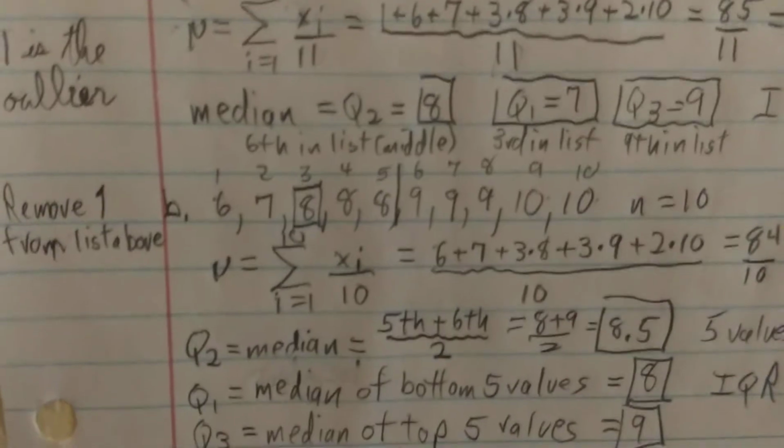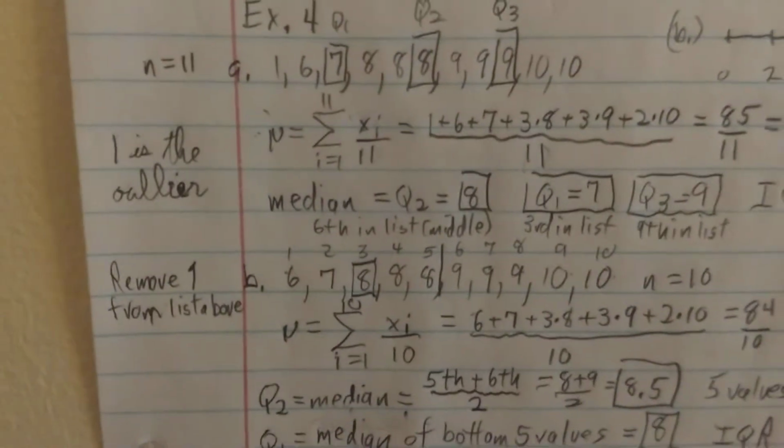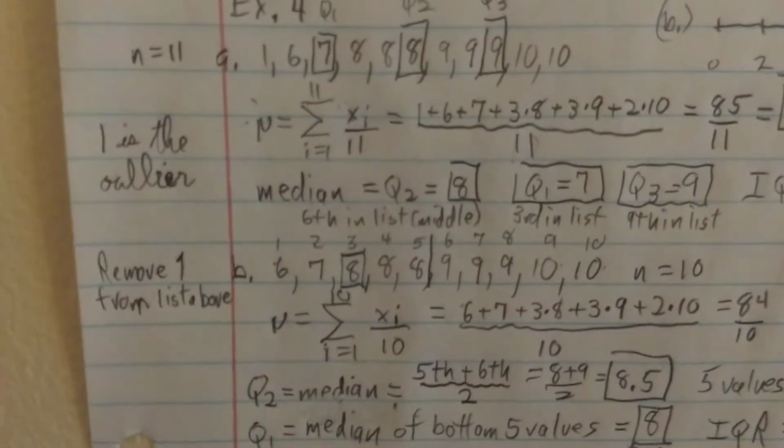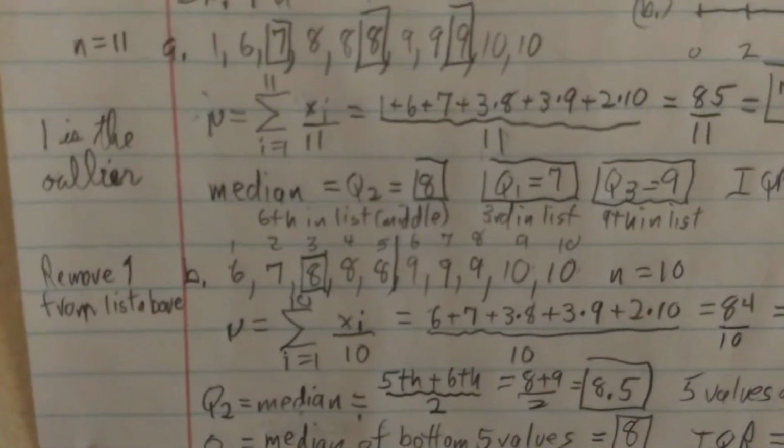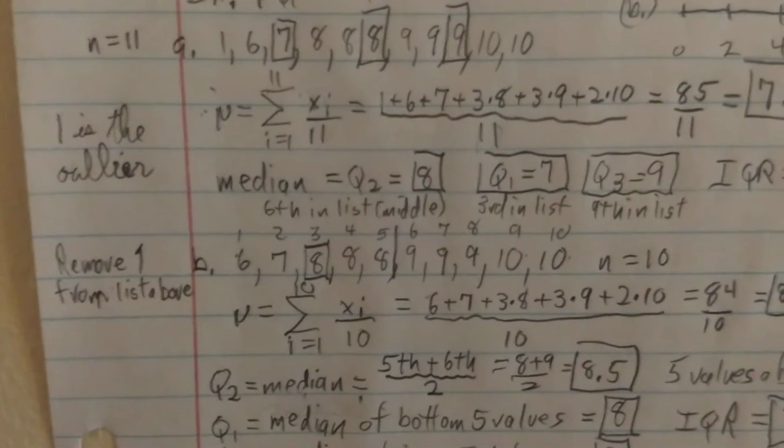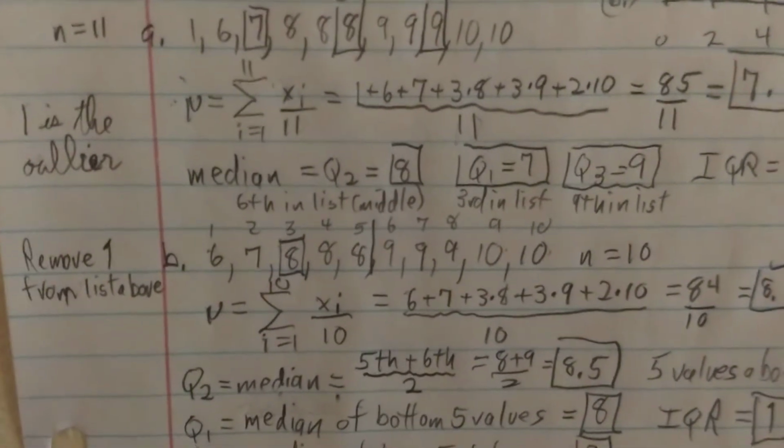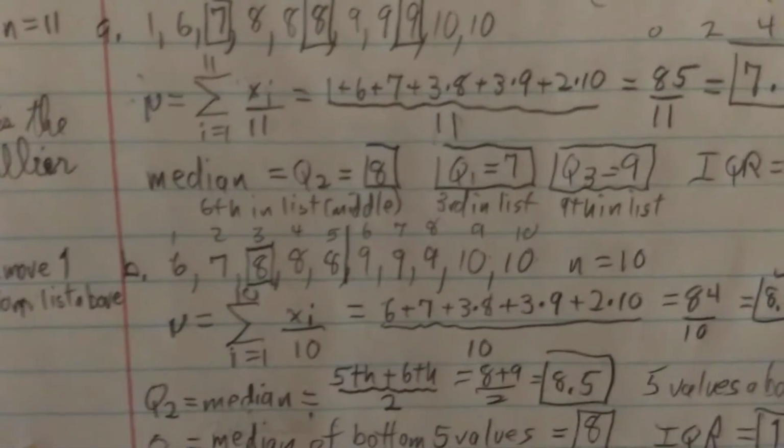Okay, now just to show the difference of taking that 1 off, we subtract the 1 off and now have only 10 numbers for part B, which starts with 6, 7, 8, 8, 8, 9, 9, 9, 10, 10.